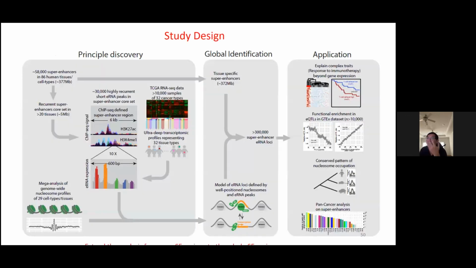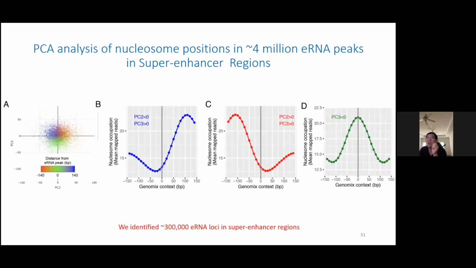So we then want to do a global analysis. We extend our analysis to a 370 megabase super enhancer region, and we studied nucleosome position, where basically you look at the PCA. There's one PCA component called PCA3 that corresponds to nucleosome position. To make the story simple, a negative PCA3 means that position has well-positioned nucleosome occupancy. Based on that principle, the local expression peak, and the nucleosome, we identified 300,000 eRNA loci in that super enhancer region. Each locus has a very clear start and end point, only 100 base pair long. So now you have extremely high resolution eRNA loci.